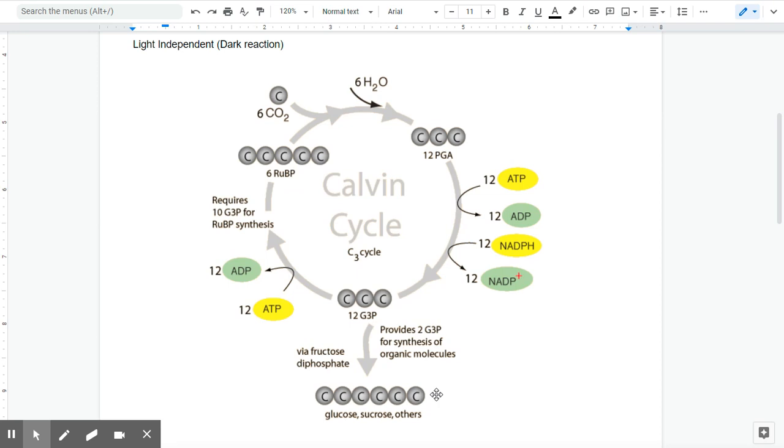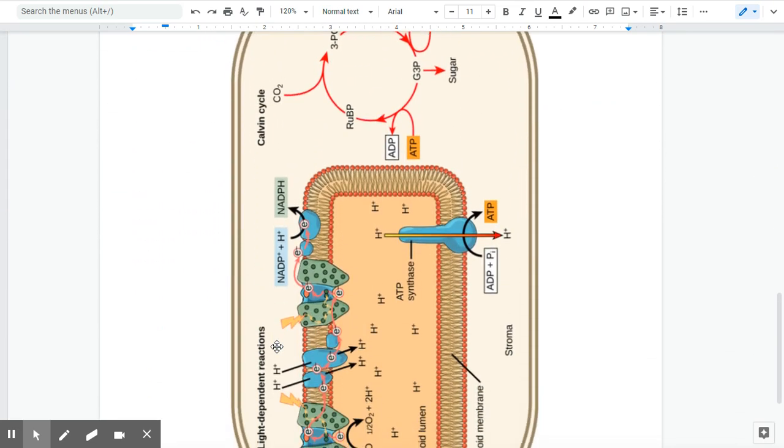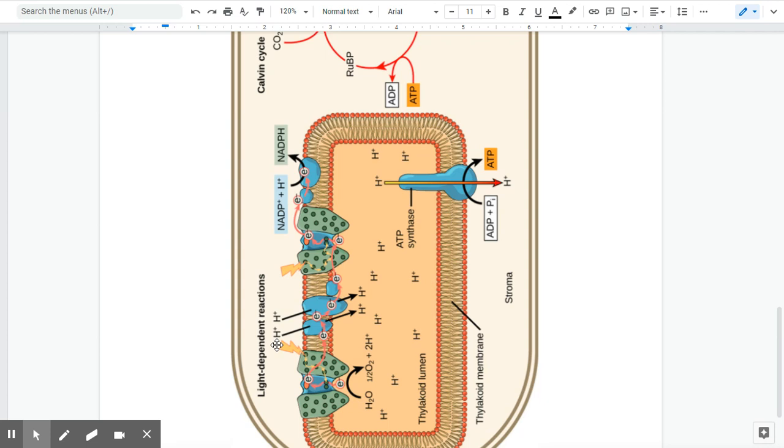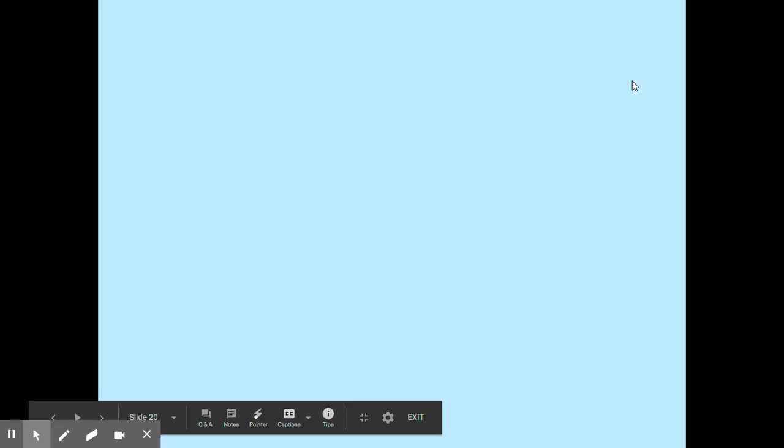Okay, that's what the Calvin cycle is all about. All right, let's see, I have this here, which is your handout. It's kind of tilted for me, but it's on my other slide, so just give me a second and I'm going to go back to that.